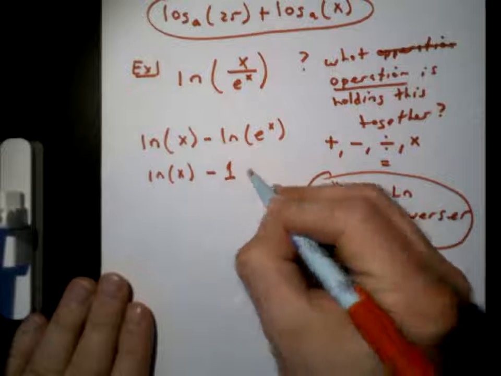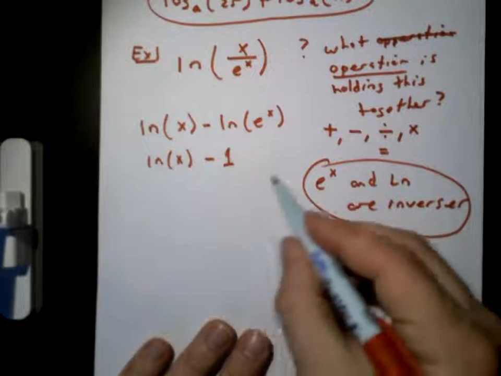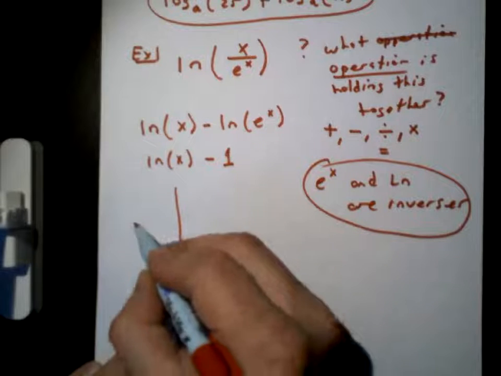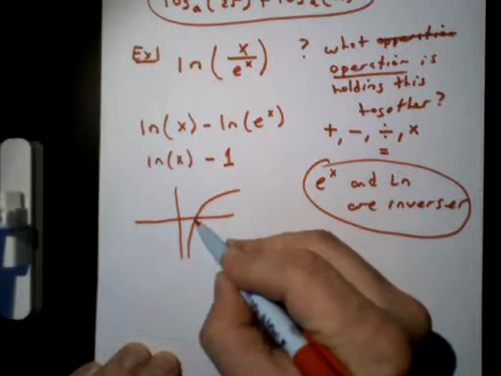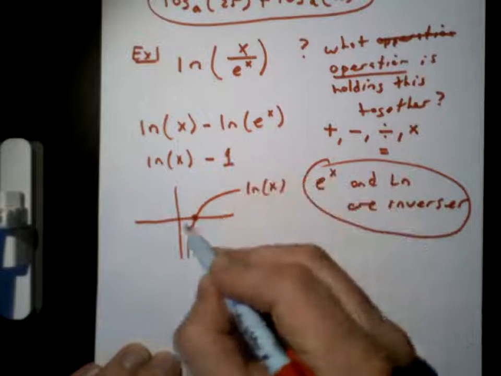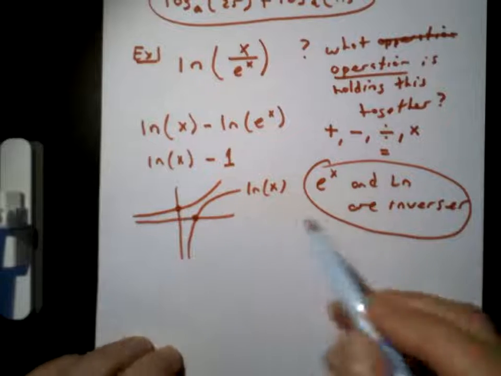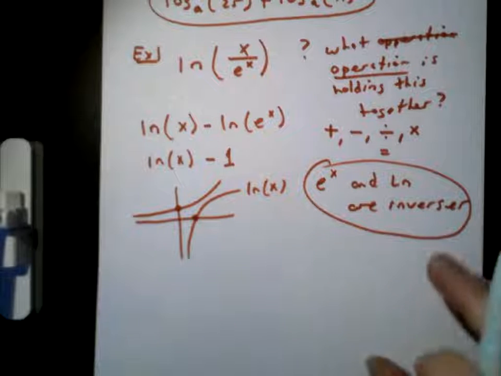So 1. Why is it 1? Because remember, if you look at the graphs, this requires you to look a little bit about the graphs. This is natural log, and e is actually like this. So they kind of switch places. So it's just 1.